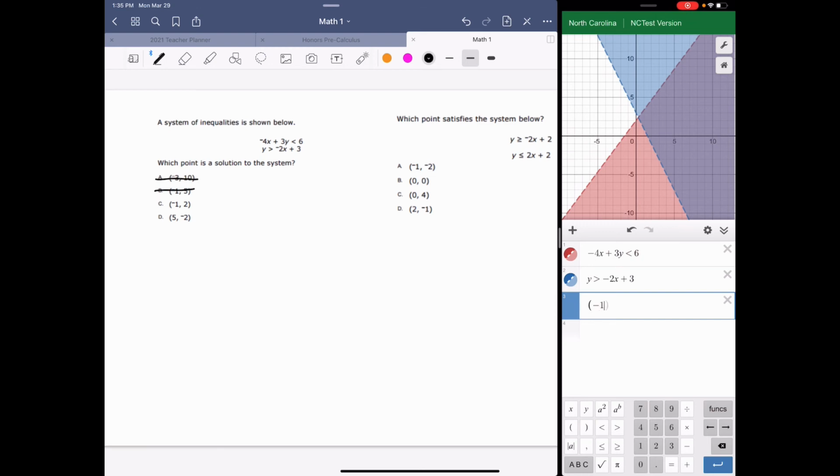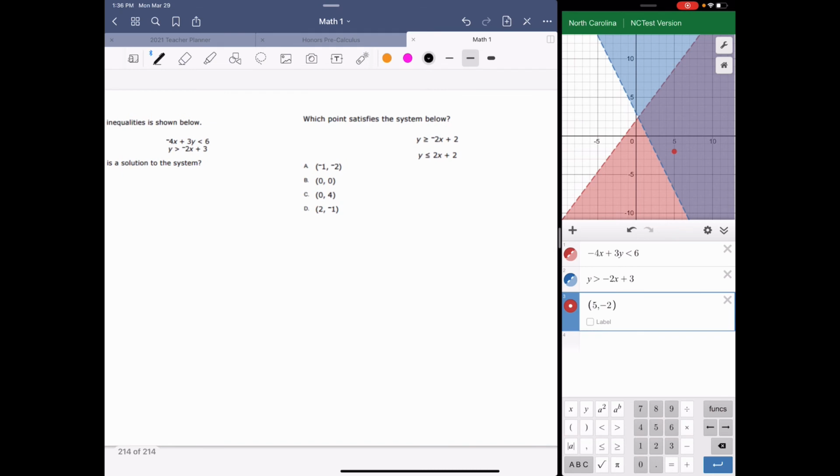And then we have -1, 2 for our next coordinate. We can see that that's not even in a shaded area, so it's not going to work. And then finally we have 5, -2. 5, -2 is in the overlap, so the answer here is D. And you could also plug them in and see if it works algebraically.